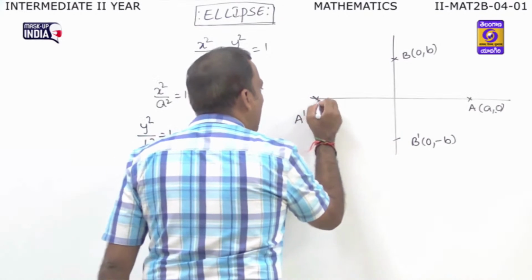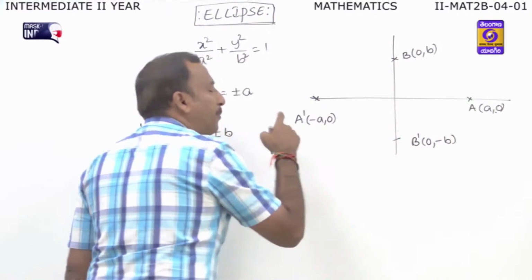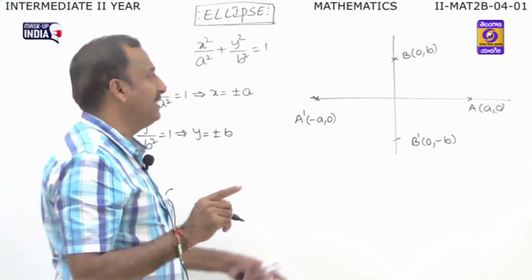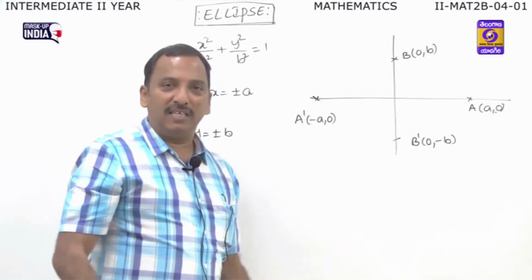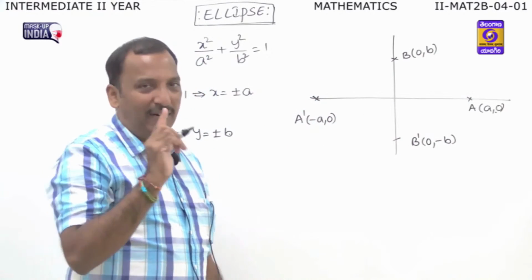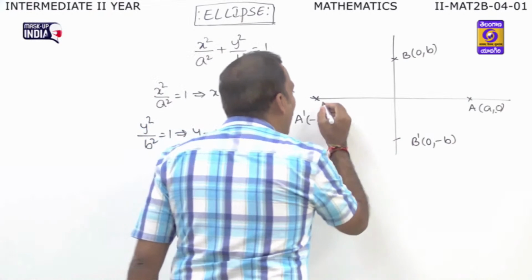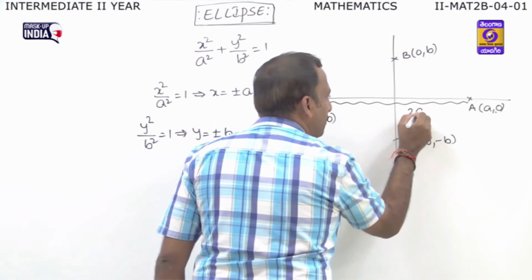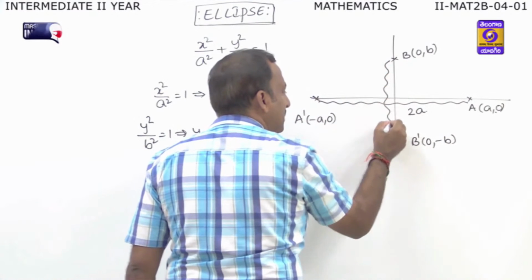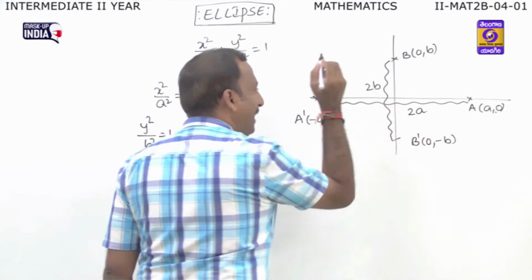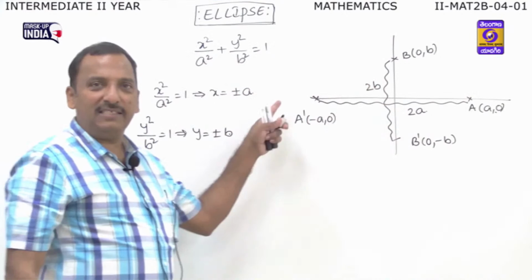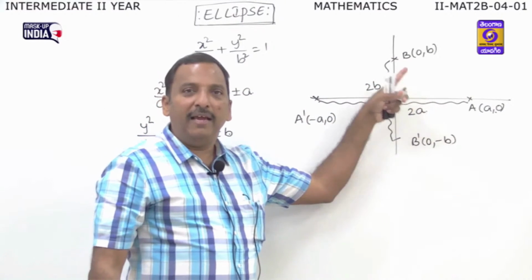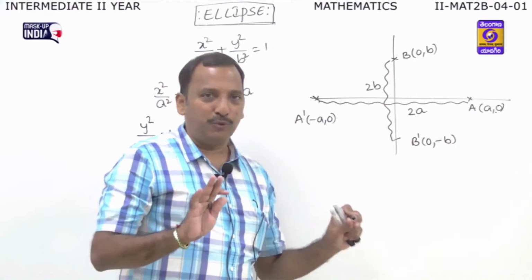See, A comma A dash are the points where the ellipse cuts the x-axis, and B comma B dash are the points where the ellipse cuts the y-axis. What is this distance? 2a. What is this distance? 2b. So the AA dash distance is 2a, and the BB dash distance is 2b.